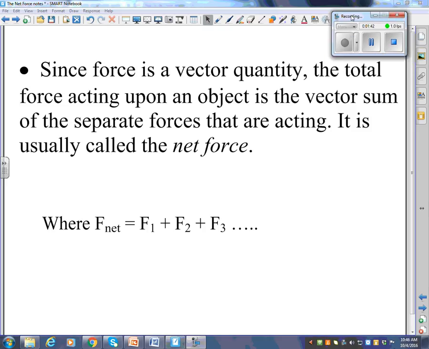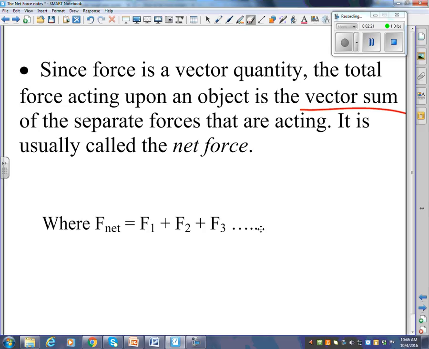So, since force is a vector quantity, the total force acting upon the object is the vector sum of the separate forces that are acting. It is usually called the net force, the vector sum. Now, we've spent some time, in grade 11, talking about vector sums, and you know that they should be added tip to tail. We don't worry so much about that in grade 12 because we're going to be using components. Are we going to be using components the rest of our life in here? Grade 12? Absolutely. Okay? So F net is equal to F1 plus F2 plus F3, and so on, because there could be any number of forces.